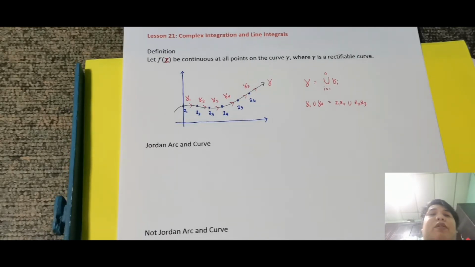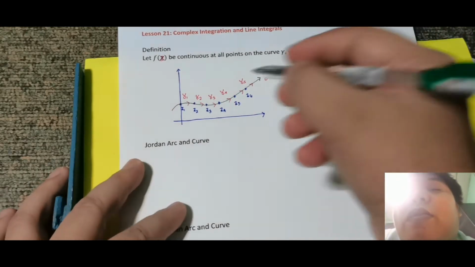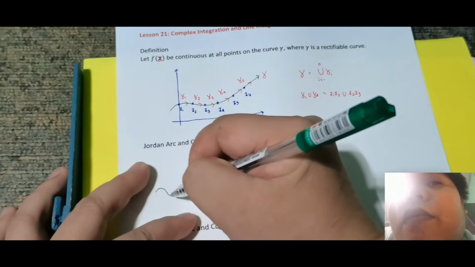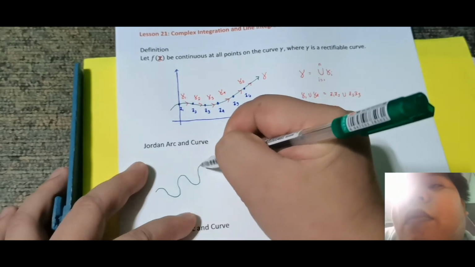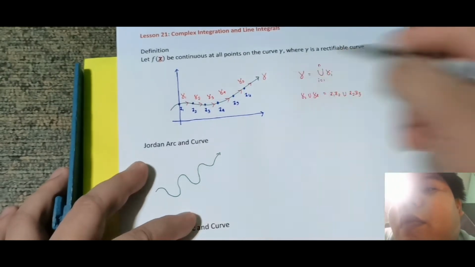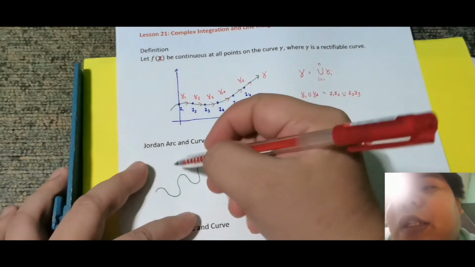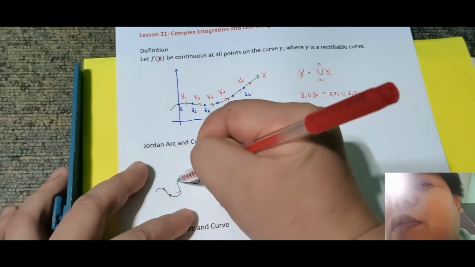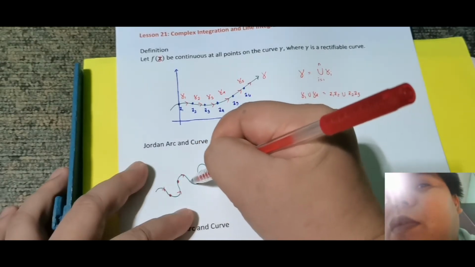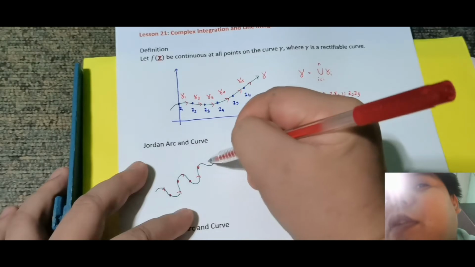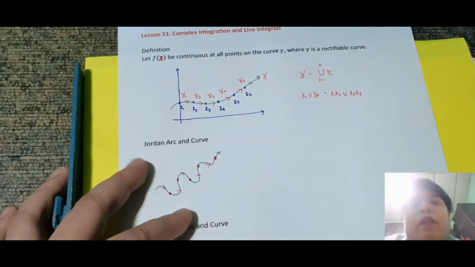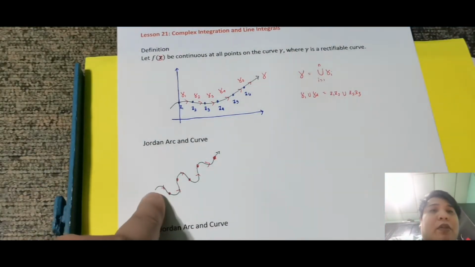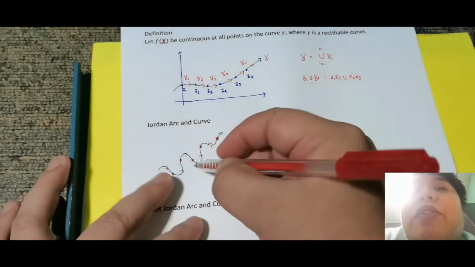Ano si Jordan? Si Jordan arc saka si Jordan curve. Magdodrawing ako ng Jordan arc. Suppose meron ako ditong drawing, then maglalagay ako dyan ng trace niya. Ito is example ng Jordan arc.